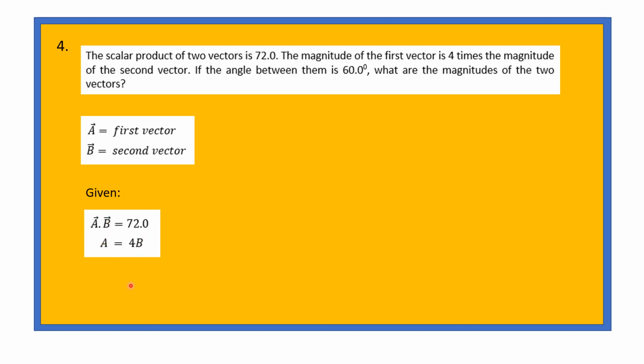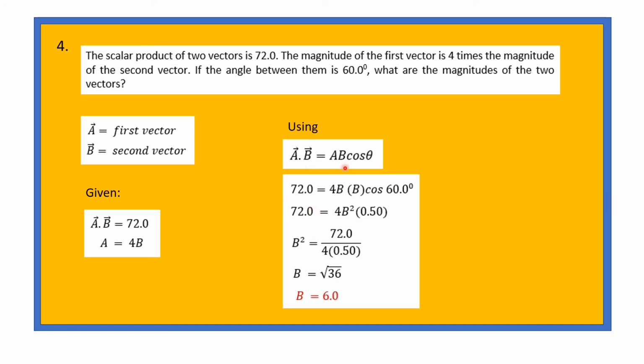To find the two of them, we need to use the formula A dot B equals A times B times cosine theta. So A dot B is 72, and then A is equal to 4B. So this value here, 4B, then copy B, times cosine of 60 degrees. So 4 times B squared, since B times B is B squared, cosine of 60 is 0.5. So therefore, B squared is equal to 72 over 4 times 0.5. But 4 times 0.5 is 2. So 72 over 2 is equal to 36.